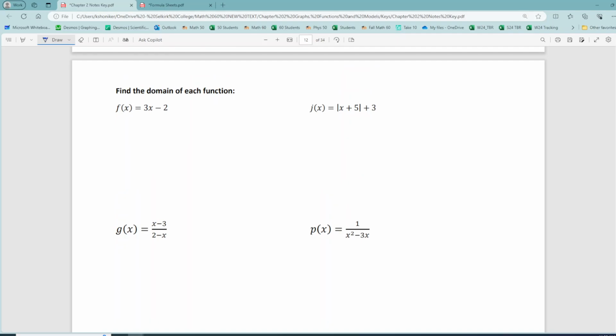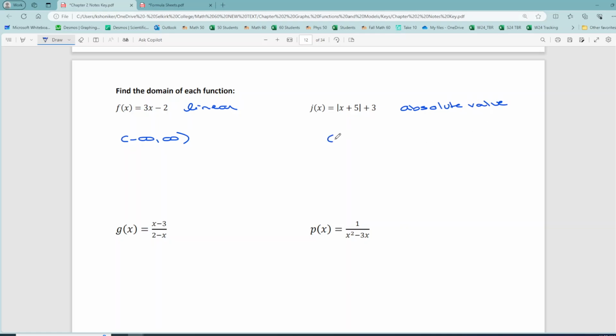So by the end of 2.5, we'll be graphing them with transformations, but in tutorial 2, I just wanted you to get the picture of them so that you can identify which ones have restricted domains and which ones do not. So if we look at this first function, y equals 3x minus 2, this is a linear function, and there's nothing I can't multiply by 3 and subtract 2 from. So the domain is negative infinity to infinity. This next function, j of x, is the absolute value of x plus 5 plus 3. So this is an absolute value function.